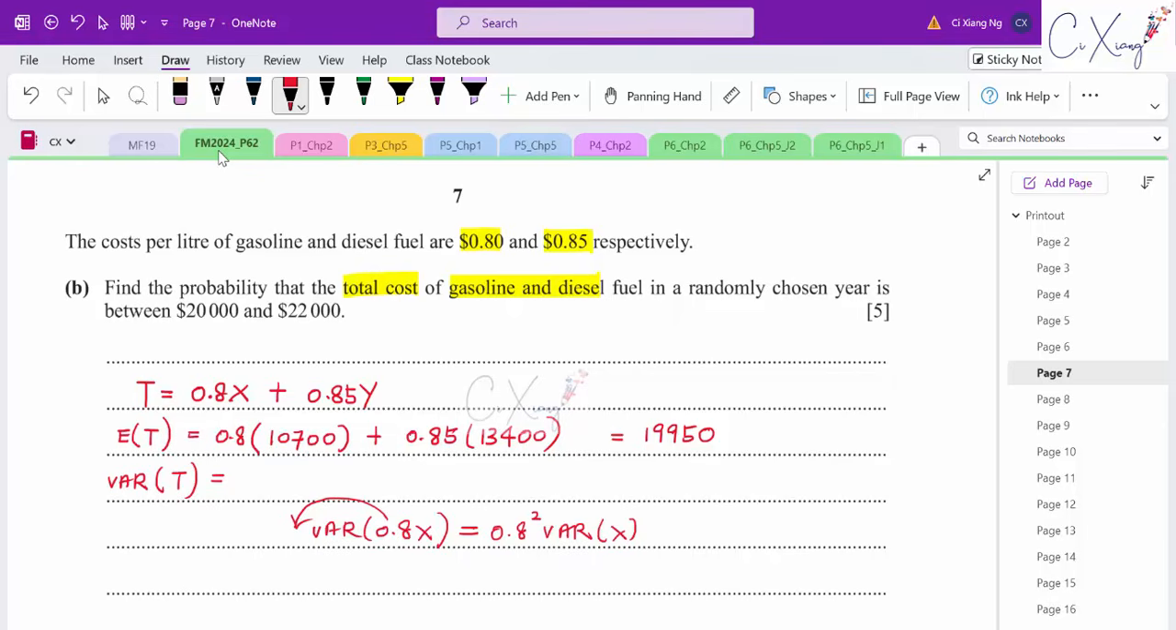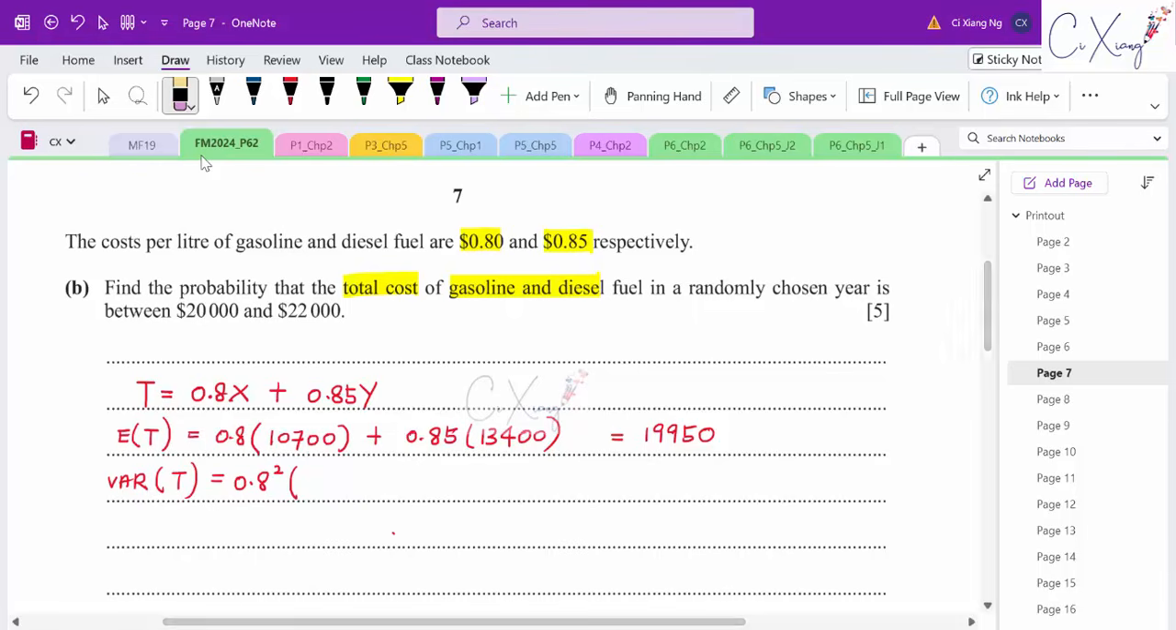So this one is a multiplication because I take the amount used for the x, multiplied with the cost per liter, right? So it is a multiplication. When you take out the constant, there must be a square there. So I'm having 0.8 squared. And after that, what is the variance of x? Again, you get it from part A. The variance of x is 950 squared. And what about the y? Also the same thing. I want to take out the constant 0.85, so I have to square it. And then the variance of y is 1210 squared.